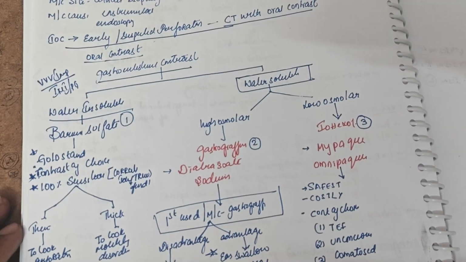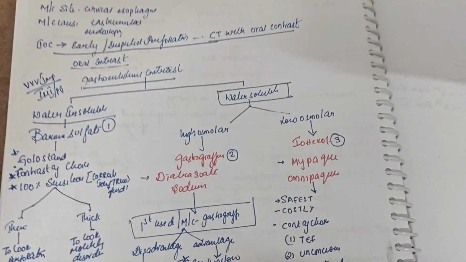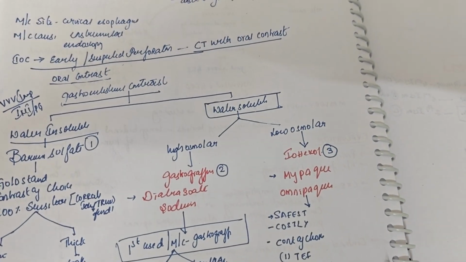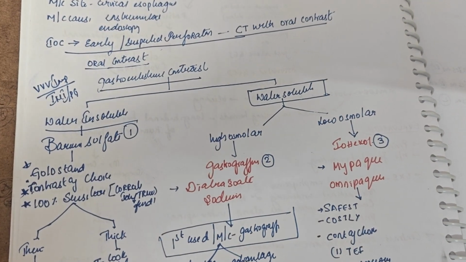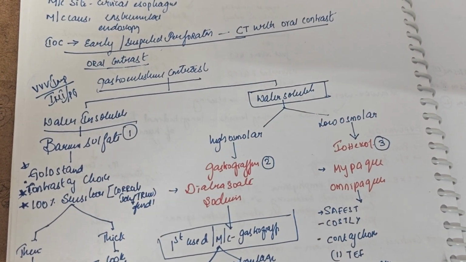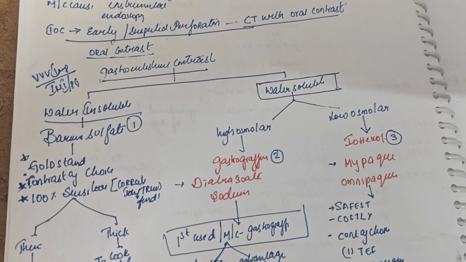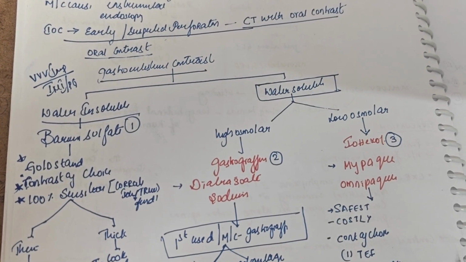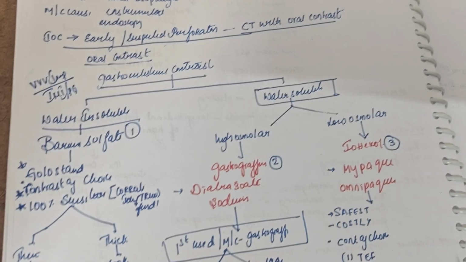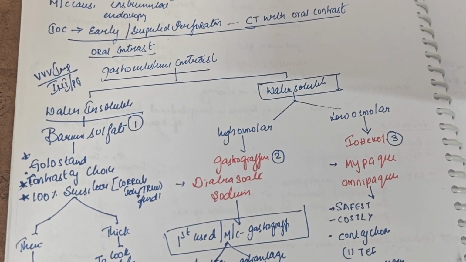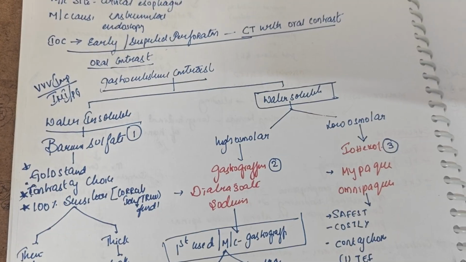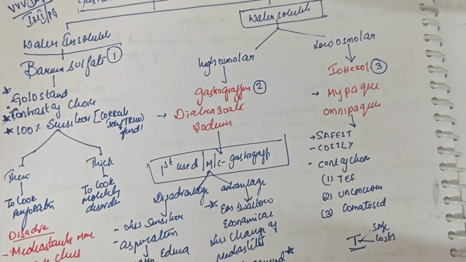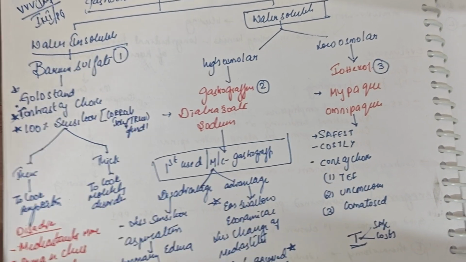The investigation of choice in early or suspected perforation is CT with oral contrast. And what type of contrast do you use here? In gastrointestinal contrast, you need to understand the whole of the gastro. We use three contrasts. One is barium sulfate, which is water insoluble, and you have water soluble contrasts. The water insoluble one is barium sulfate.